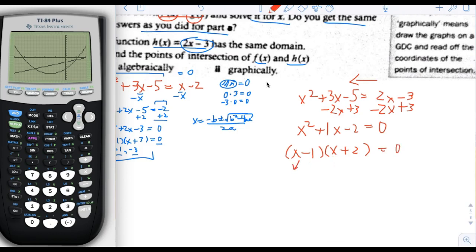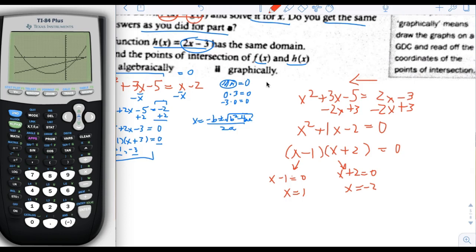And then I say, okay, when does x minus 1 equal 0? Well, when x equals 1, of course. When does x plus 2 equal 0? Well, when x equals negative 2, of course. So those are the two possible answers from an algebra approach.